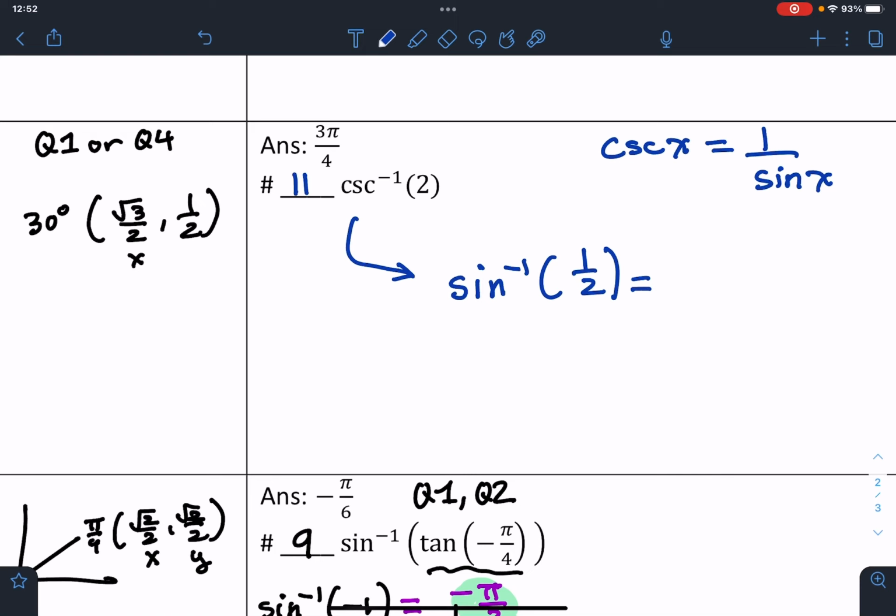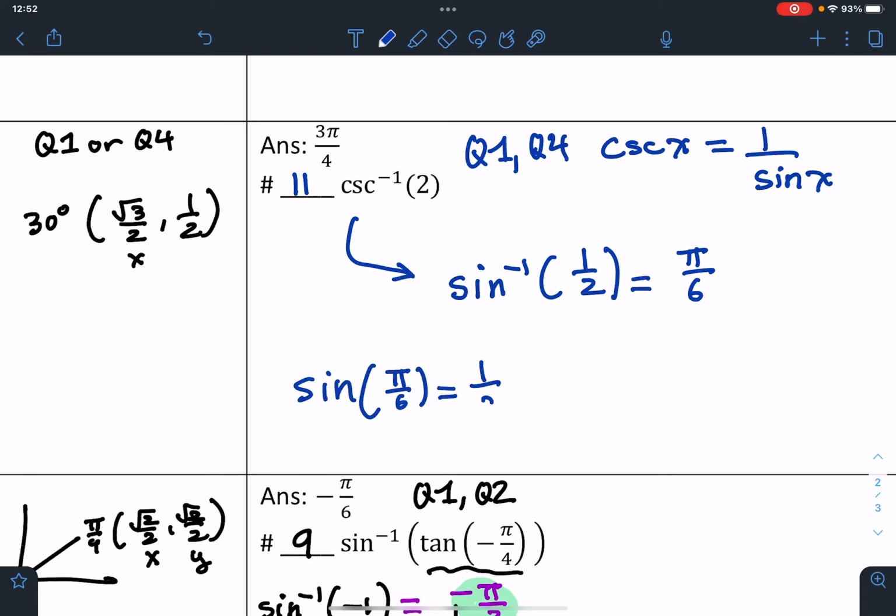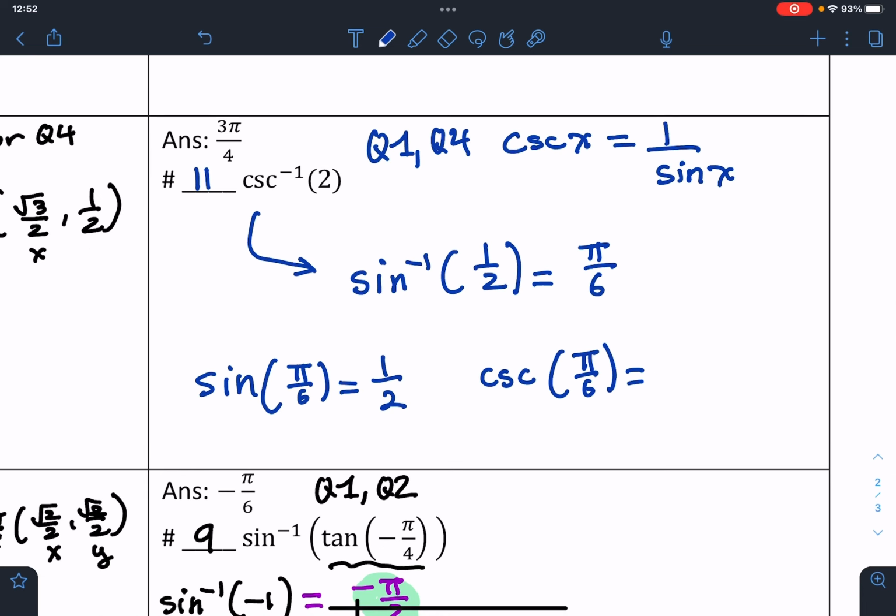So to answer this question, what is sine inverse of a half? Once again, quadrant 1, quadrant 4. What angle gives me a half? I hope we see that it's pi over 6. So if I do sine of pi over 6, that's going to give me 1 over 2. If I do cosecant of pi over 6, isn't that just going to be the reciprocal of whatever answer I got here, which would be 2. So that's why this answer works.